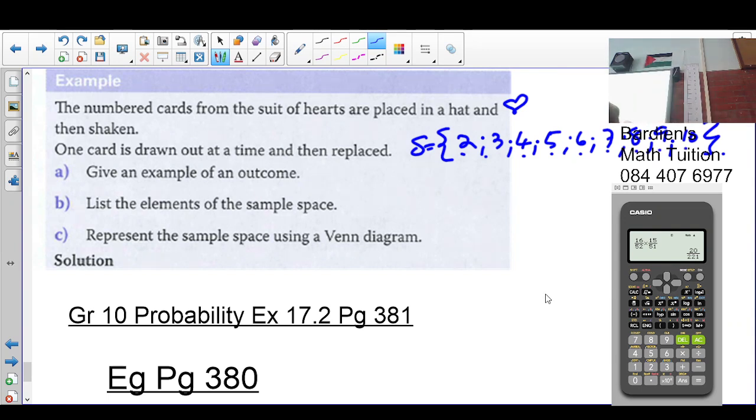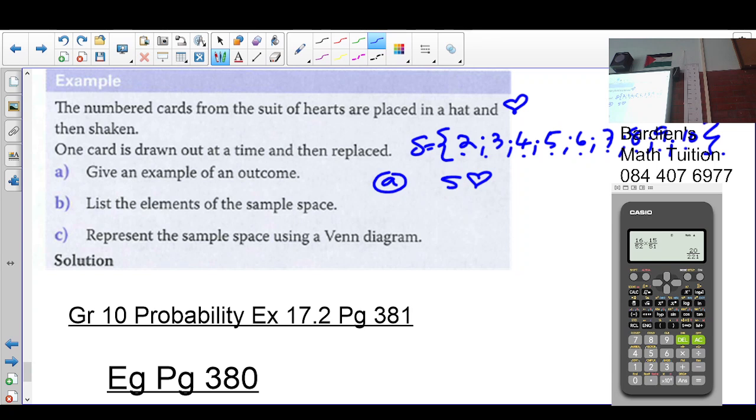So we are told 1 card is drawn out at a time and then replaced. A. Give an example of an outcome. It can be any one of those cards. So let's go with the 5 of hearts. A sample is any element from that. You're going to say 5 of hearts, or 10 of hearts, or 2 of hearts. Could I have said 2 of hearts and 4 of hearts? No. They want 1. You guys understand? But any one of them you could have chosen.